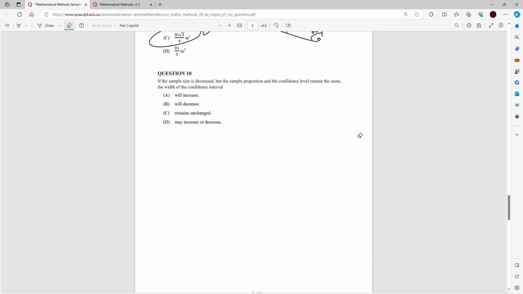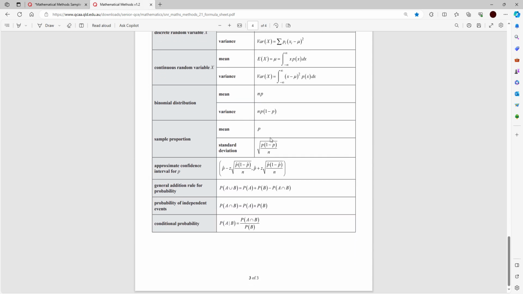Okay, so question 10. If the sample size decreases, but the sample proportion and the confidence level remain the same, the width of the confidence interval: A, increases; B, decreases; C, remains the same; D, may increase or decrease. Okay, so a confidence interval relies on pretty much this. It's a width from your proportion. Okay, so we're looking at this formula here.